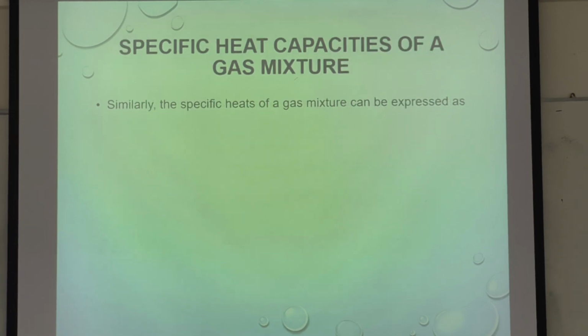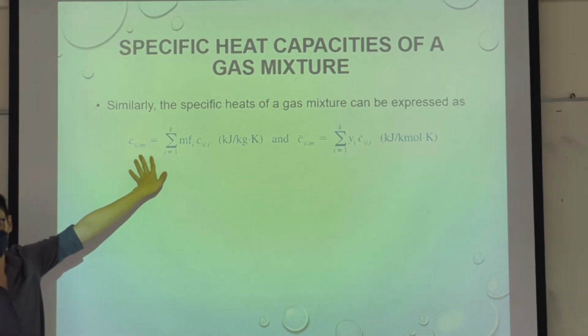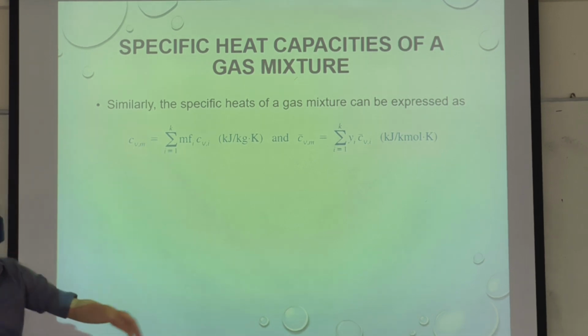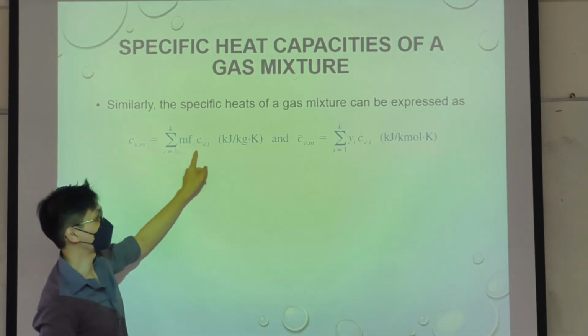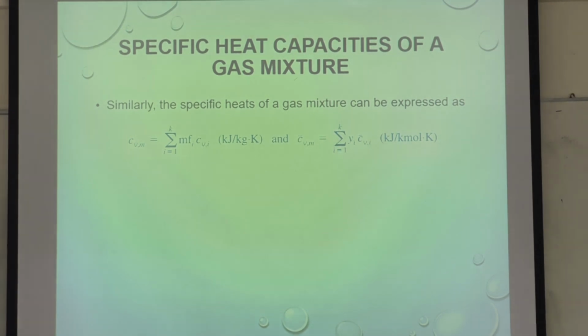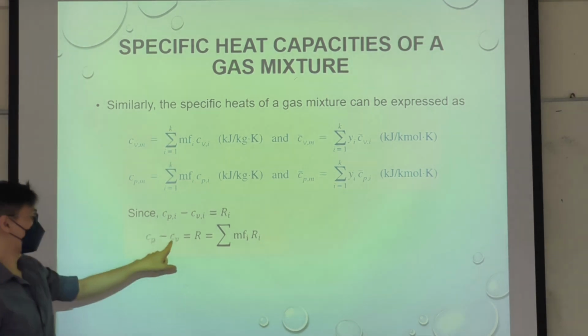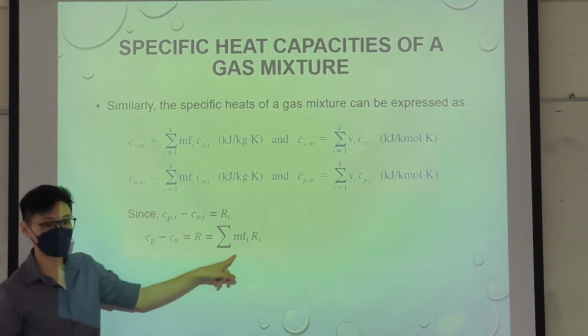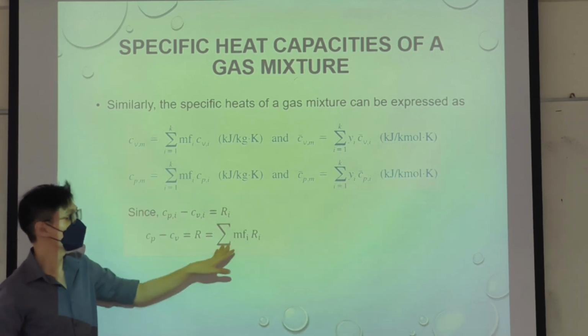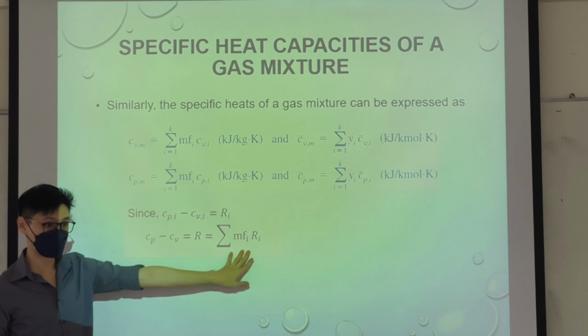Similarly, let's say if you want the specific heat of a gas mixture, it's the same thing. Okay? So we want a specific heat of the mixture, so this is the specific heat for constant volume. Then per kg you use mass fraction, per kilomole you use mole fraction. So you can see we use the same equation here. Since Cp minus Cv equals R, this also equals mass fraction multiplied by gas constant. So again, this was what we did just now in the previous example.